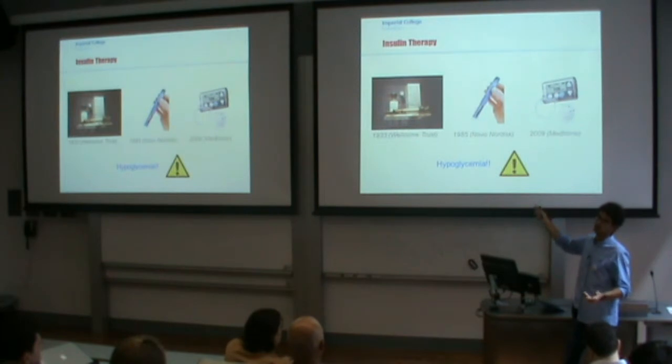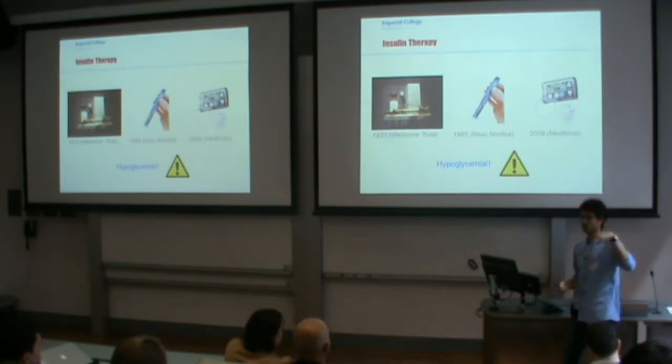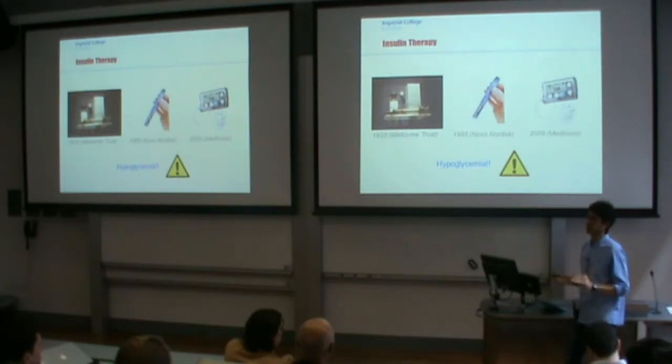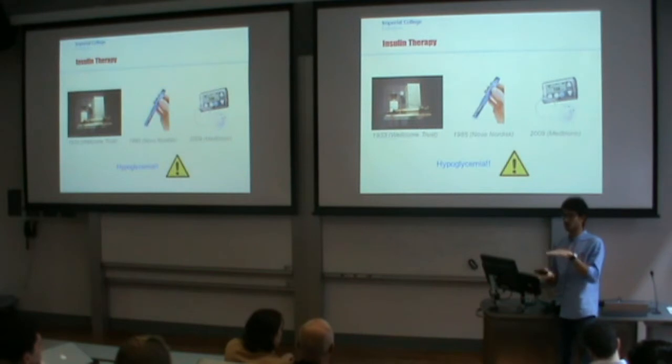A big problem we have is that if we over deliver insulin, we get what is called hypoglycemia, where blood glucose levels go very low. We feel dizzy, we can faint, and we can even die of hypoglycemia. So it's very important to control the blood glucose levels in a tight range.